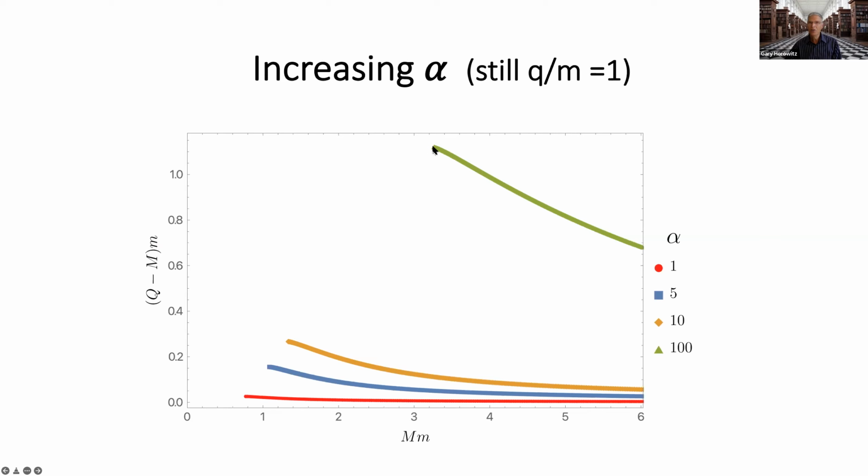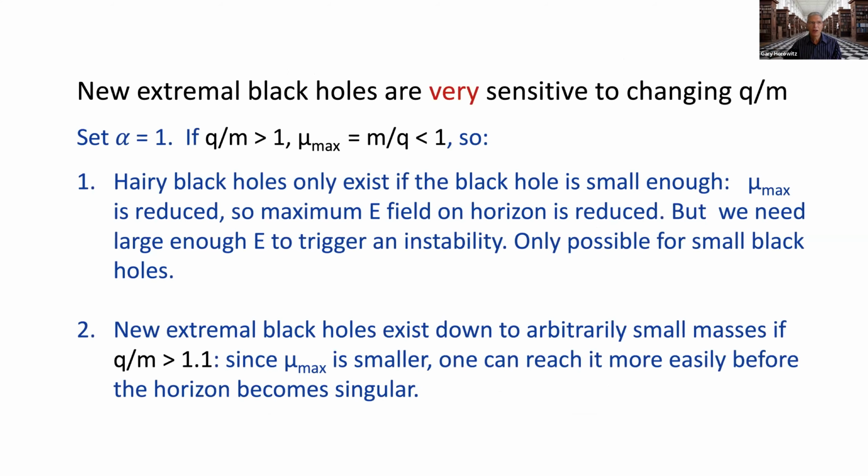But you also notice that the onset, these non-singular extremal black holes now only start to exist at a larger value of the mass. So that's because increasing the strength of this new term increases the potential driving the scalar to large values, and it can become singular before you saturate the asymptotic condition. Okay, that's what happens when you increase alpha.